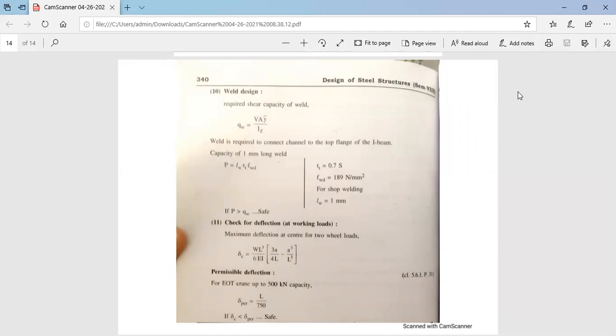And the last check is a check for deflection at working load. The maximum deflection at the center for the two wheel loads, delta c, is equal to W L cube divided by 6 E I, in brackets 3a by 4L minus a cube by L cube. The permissible deflection for an EOT crane up to 500 kN capacity, delta, is equal to L by 750. If delta c is less than delta permissible, it is safe.